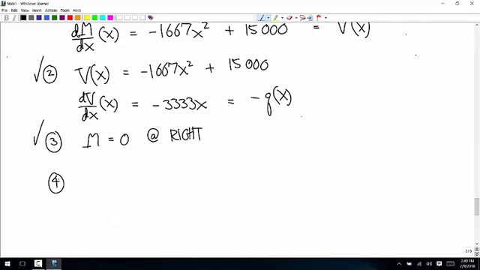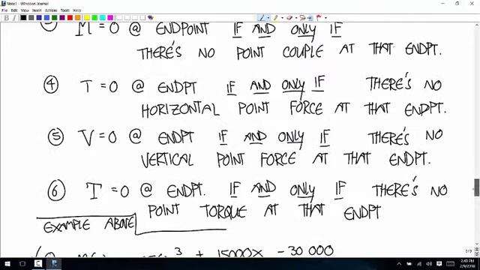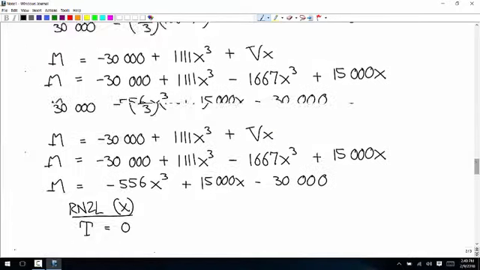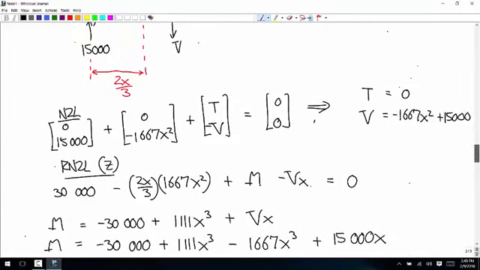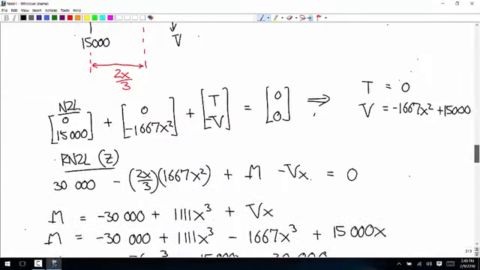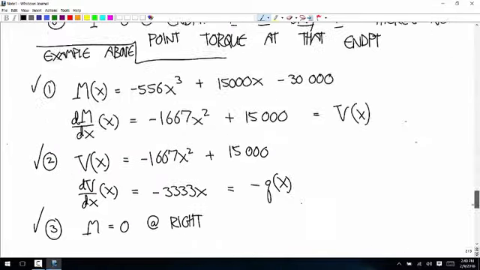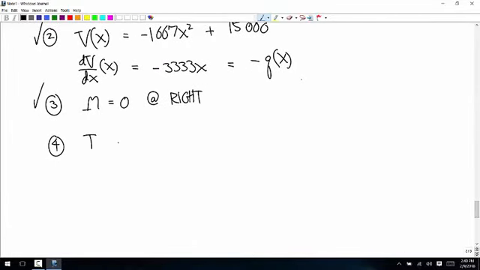Then horizontal forces. T should be equal to 0 at both endpoints because we don't have any horizontal forces. T is equal to 0. There's not any function there, so that one works. So at both endpoints, T is equal to 0.